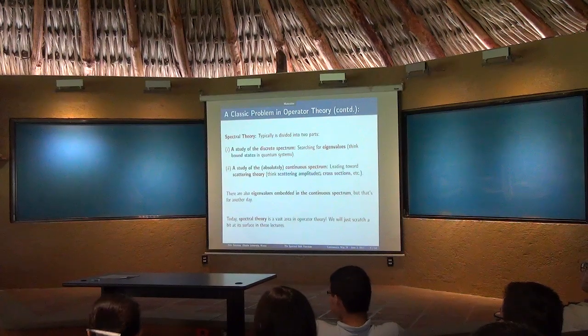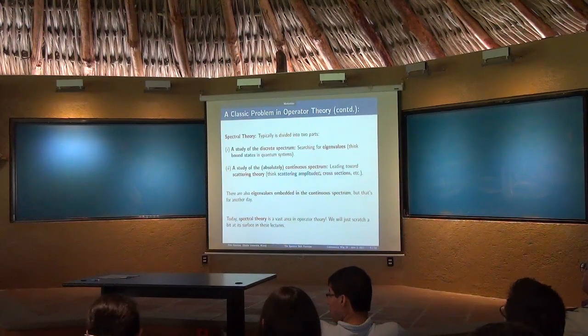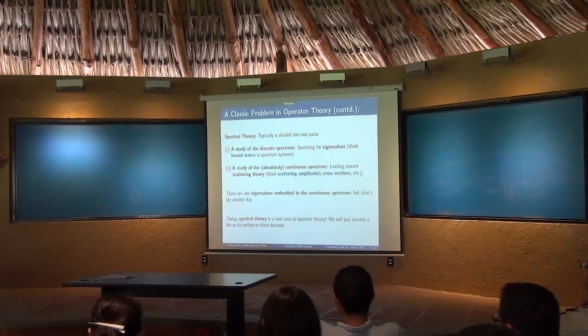There's a famous book by Kato on perturbation theory of linear operators, first edition from 1966. Even today, I would say it's still the Bible on the subject. But then, of course, there is the other part, which is very interesting, and something that you do not see in the finite dimensional context, and that's continuous spectrum.